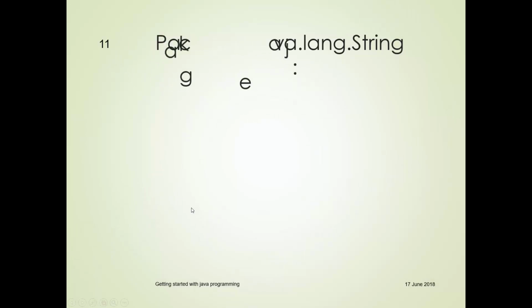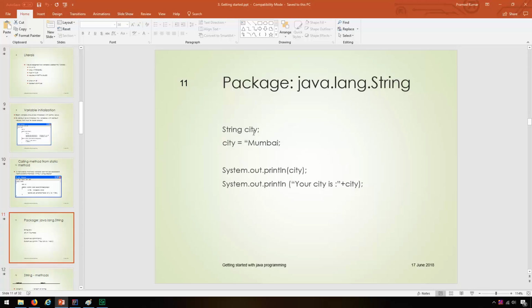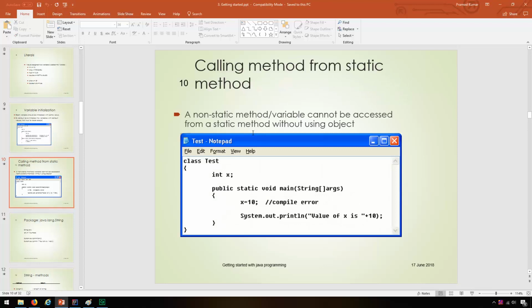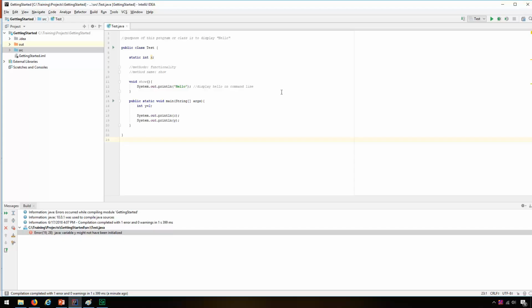Now come to the string part. So we have seen the integer values, how to call the integer values, how to assign the integer values. Now a little bit on the string side: what is a string variable and how to use string variables. I told you that a string variable is used to assign character values.